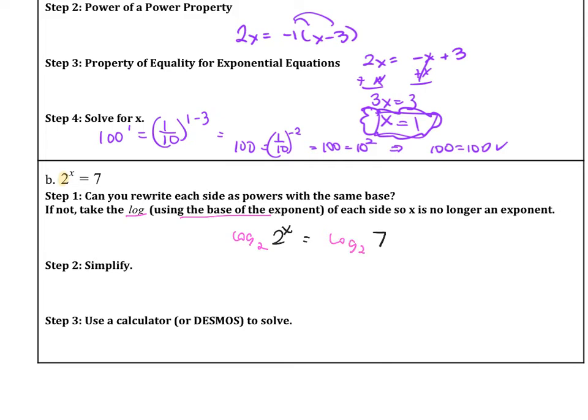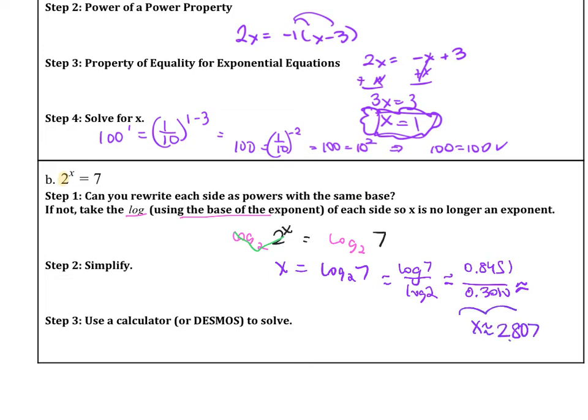So now that we have that, this cancels out, or that's really 1, right? And that x comes down. So let's rewrite this. This is x equals log base 2 of 7. So in the previous lesson, we learned how to evaluate this using the change of base formula. So we're going to say log of 7 over log of 2. And then when you plug it in your calculator, you get approximately 0.8451 over 0.3010. And then that final answer, x is approximately 2.807.